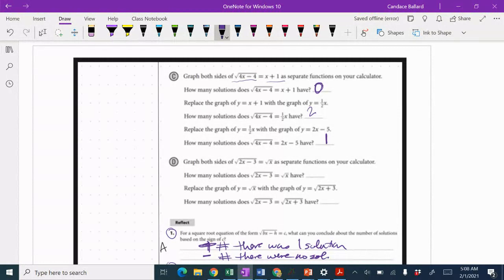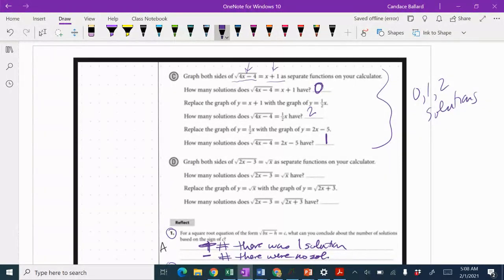So you'll notice that there's probably not going to ever be any more than that. When we have this, they did not give us a reflect question on this. So when we have a radical equal to a line, there will be 0, 1, or 2 solutions. Okay. All right, let's look at D.